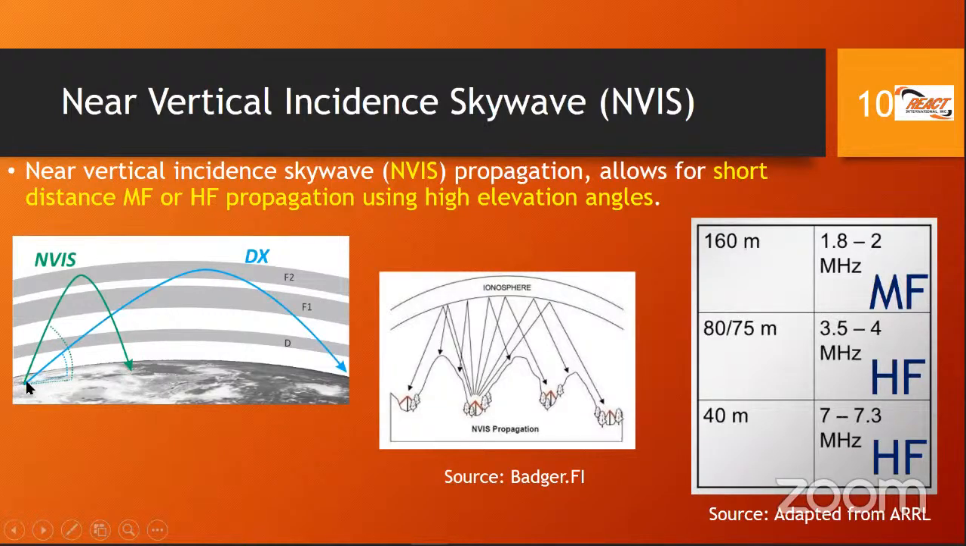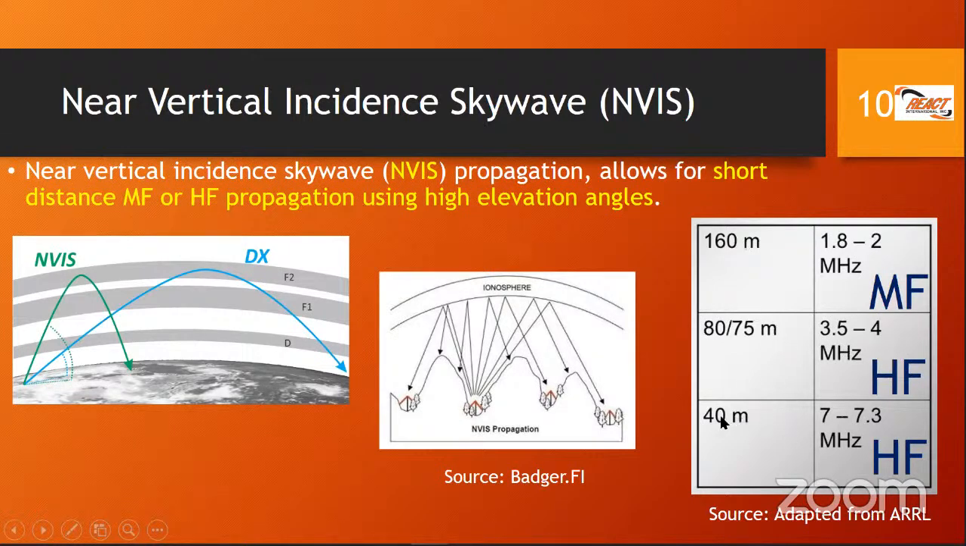Remember, we said we constructed antennas in such a way that we try to have that signal go at a very high angle. The problem with that is that it doesn't work for all frequencies. So that's why on the right hand side here, we have a range of frequencies that the NVIS technique can work in: very low frequencies, or we say MF, medium frequencies, and HF, high frequencies. If you remember, HF is between 3 and 30 megahertz, but it doesn't work on all of the HF frequencies.